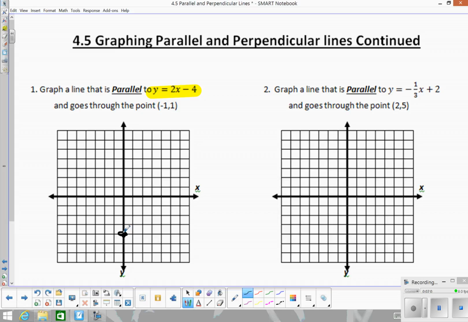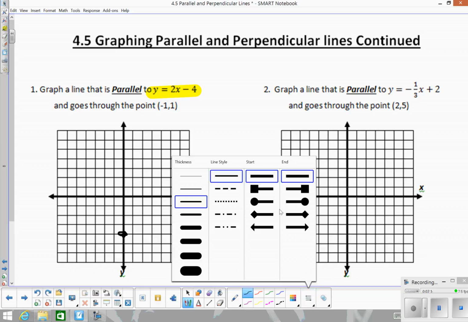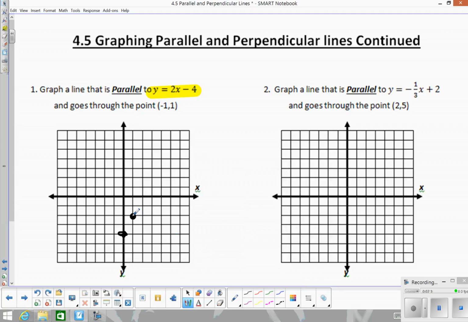Okay, good. Now from that point, I'm going to move up 2 over 1, up 2 over 1, up 2 over 1. That's going to be my line. I'm going to connect them here like such. So that's my given line, which is y equals 2x minus 4.